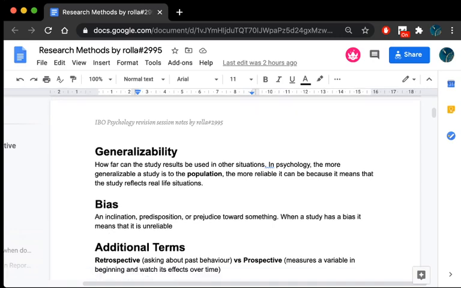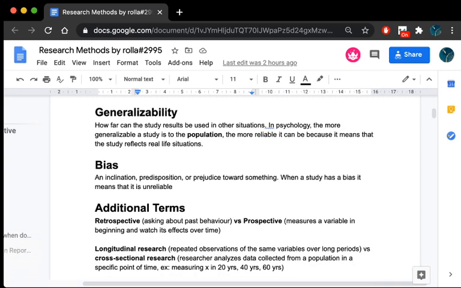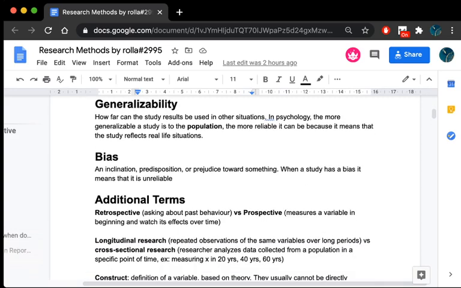Generalizability is how far the studies can be used in other situations. And this can take many different forms of generalizability, which we will explain further later. A bias is an inclination, predisposition, prejudice towards something. So it usually relates to something that's unfair, judged in a subjective way that's not very fair.